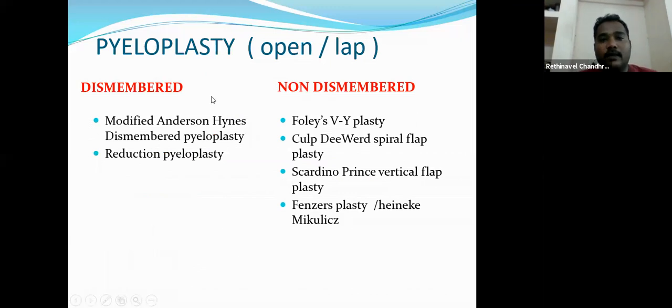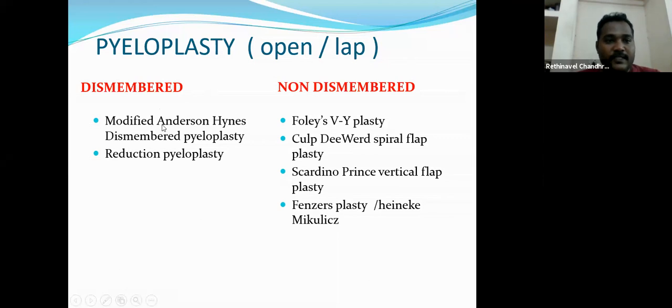So what is the treatment of choice? The surgical procedure of choice for PUJO is pyeloplasty. It can be done either open or laparoscopic. Remember, there are two types: one is dismembered, another is non-dismembered. Dismembered means separating the PUJO. Non-dismembered means they are not separating the PUJO; doing the operation without separating is called non-dismembered.